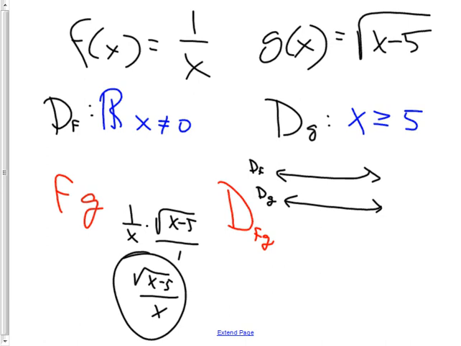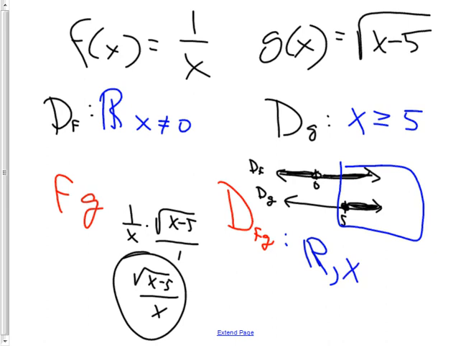Okay, domain of f is everything except 0. And domain of g is bigger than 5. Here's 5. Bigger than or equal to 5. Can you see where they overlap? So, final answer for the domain of fg is all reals where x is greater than or equal to 5. Yes, you could say 5 to infinity like this. But make sure you have a bracket. Okay? Any questions on that?